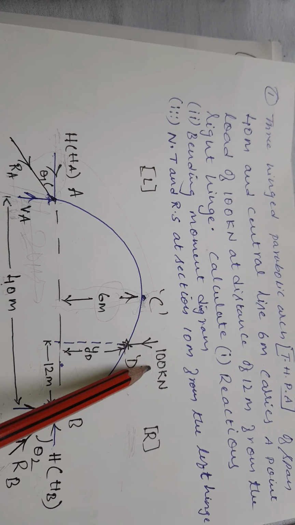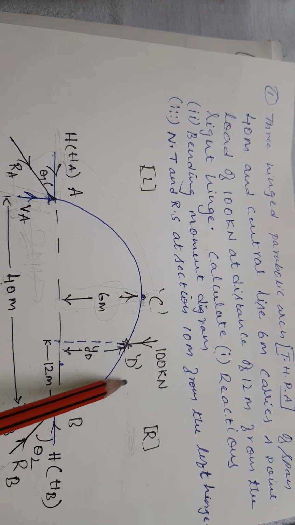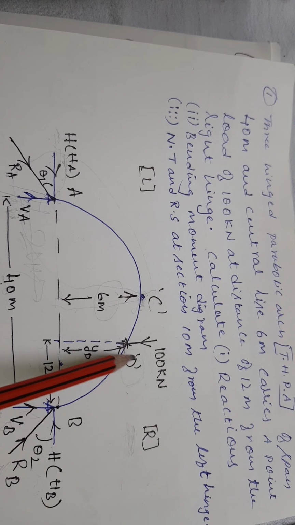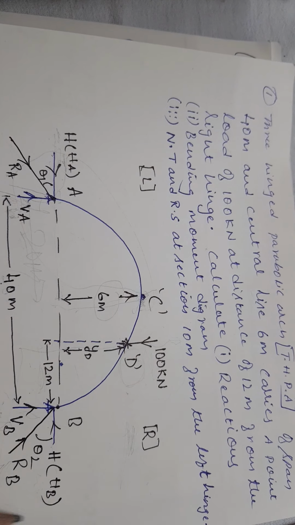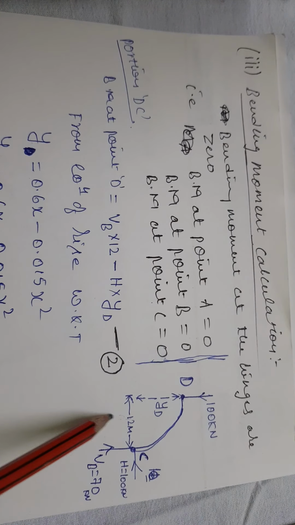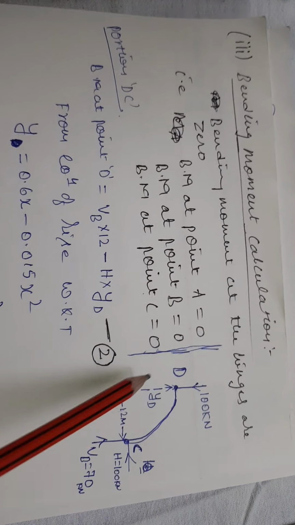So it will be 100 kilonewton which is acting at this point, that is the right portion of the arch, and I am considering this one as D. In order to find the bending moment, I am considering only this portion. Bending moment for the portion D to C, that is what I have shown here.